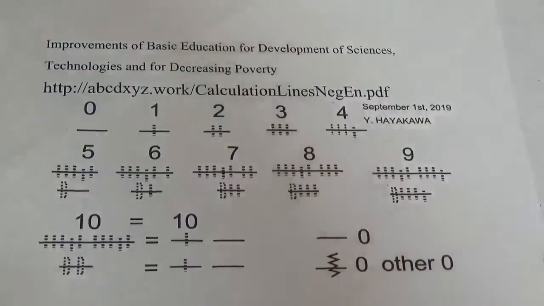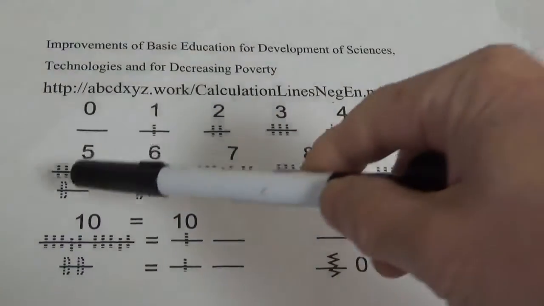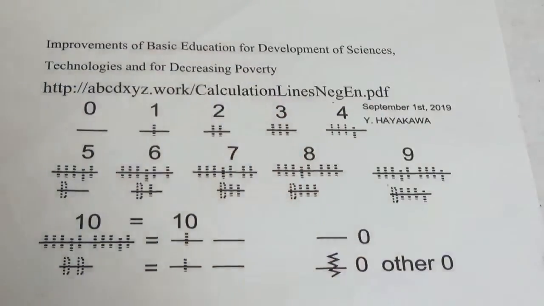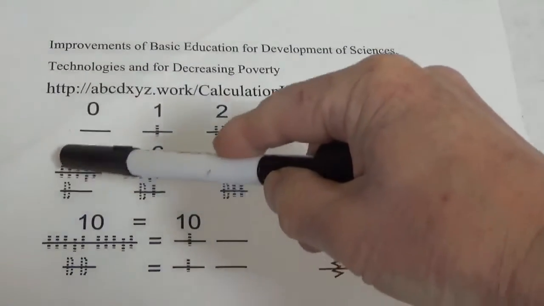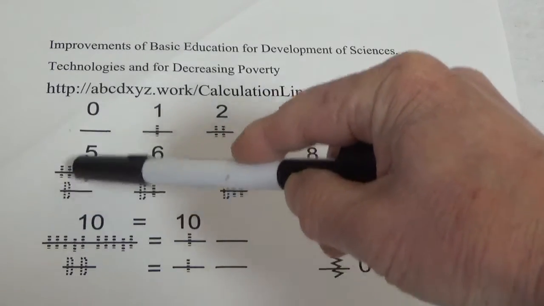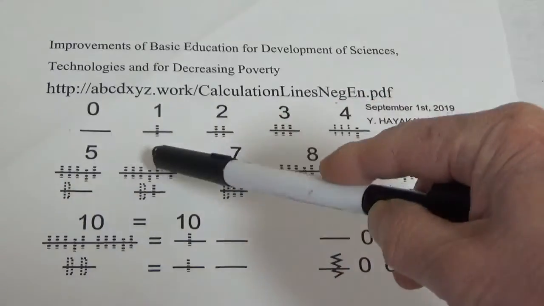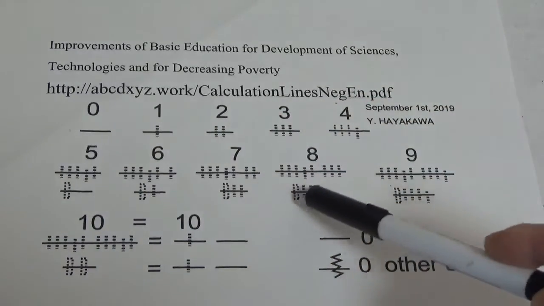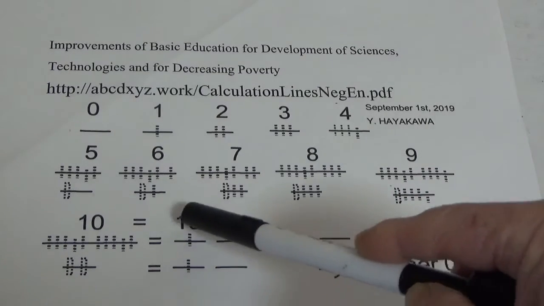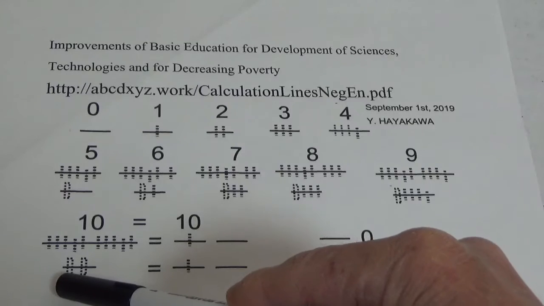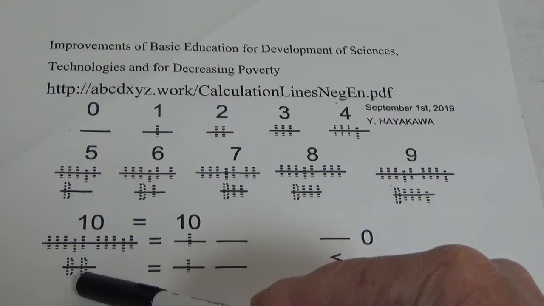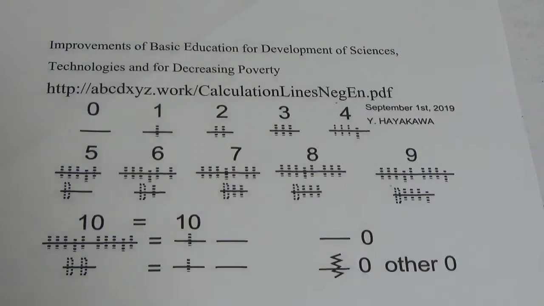That is also written by a rectangle with dotted line 6, 7, 8, 9, and 10. That is minus 10. That is minus 5 plus minus 5. That is minus 10.